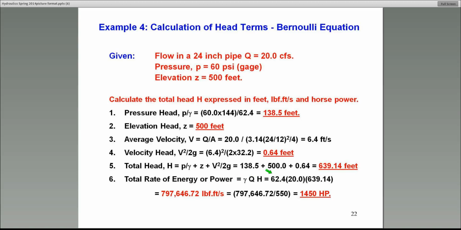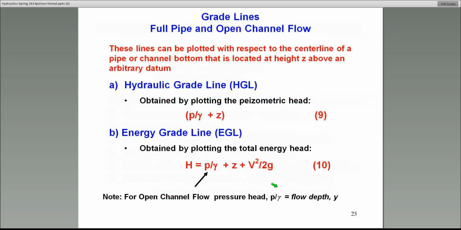So here's the calculation. Unit of this computation will come out in what? Pound foot per second. Okay. As I said, horsepower is a preferred unit. If you divide by 550, it scales to 450. Okay. So this example shows you all these various quantities.